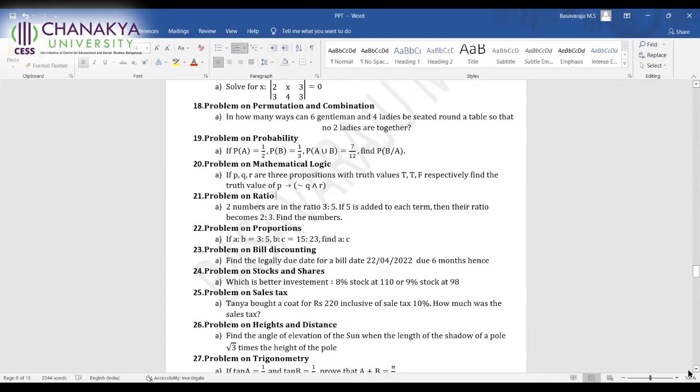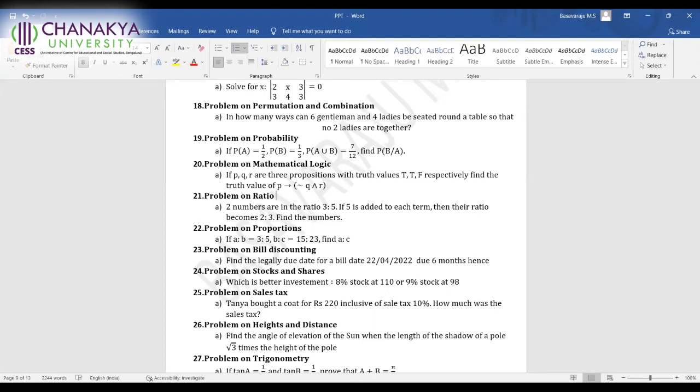The 24th and 25th, both are questions they may ask from stocks and shares, including sales of stocks. Then which is the better investment? For this, you should calculate the yield. What is the meaning of yield? You need to find 8% of 110, that is 8 divided by 100 into 110, and 9 divided by 100 into 98. Out of these, whichever yield gives you more is the better investment.